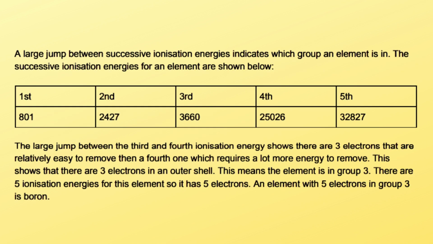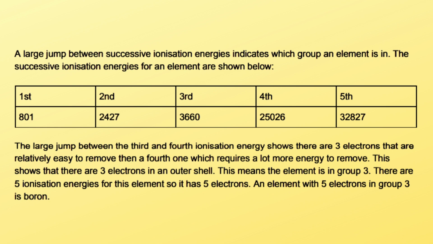This is a kind of question you get. A large jump between successive ionization energies indicates which group an element is in. So you will be asked to find out, the data will be provided like this, and you are asked to find out which group this element belongs to. So here is the clue for that. Here the successive ionization energies for an element are shown below. First one 801, second, third, fourth and fifth.